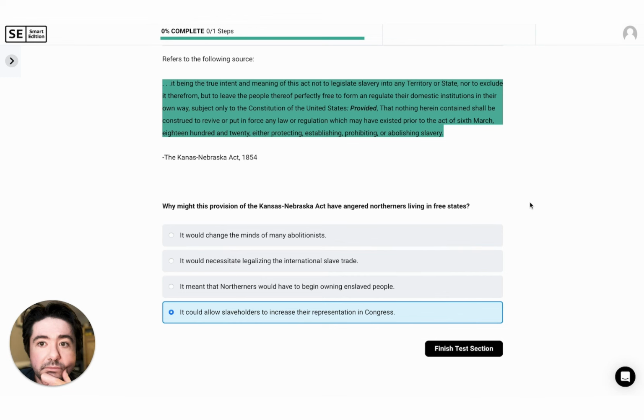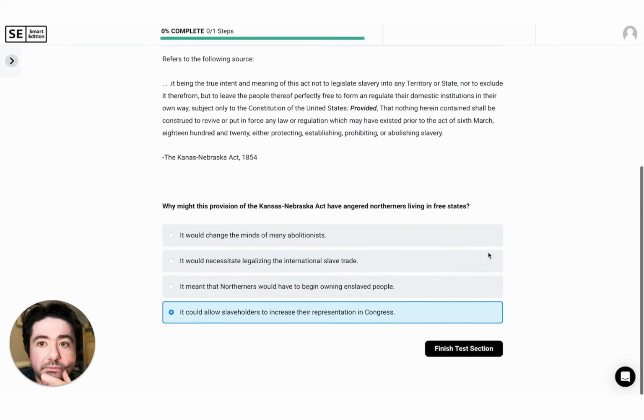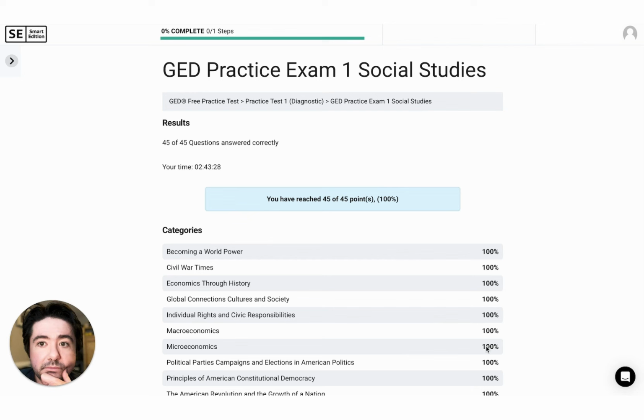Okay, looks like we're done with the test. Let us see how we did. All right. Well, obviously, it looks like we got 100%. Now, when you take a practice test like this on Smart Edition Academy or somewhere else, you probably won't get 100% the very first time you take the test, or any practice test for the GED.